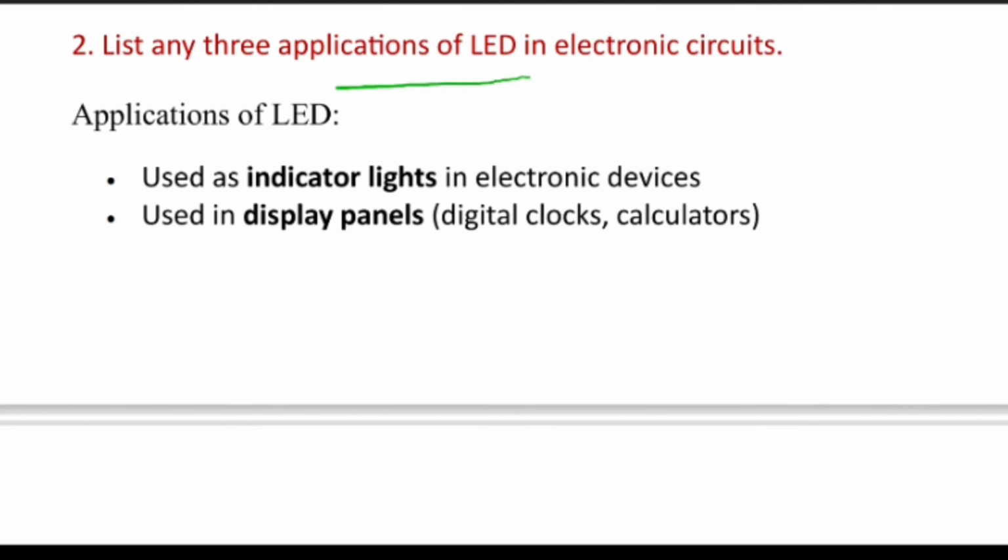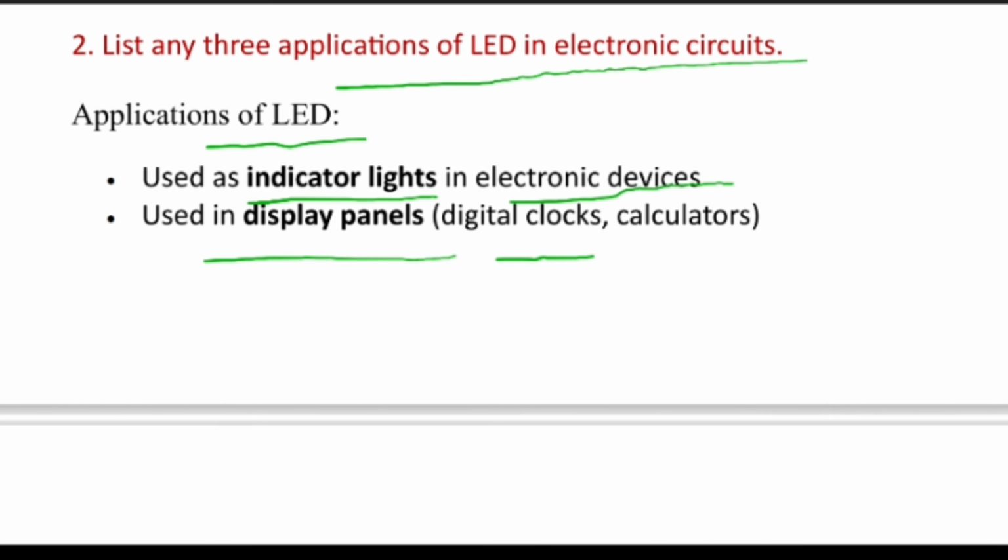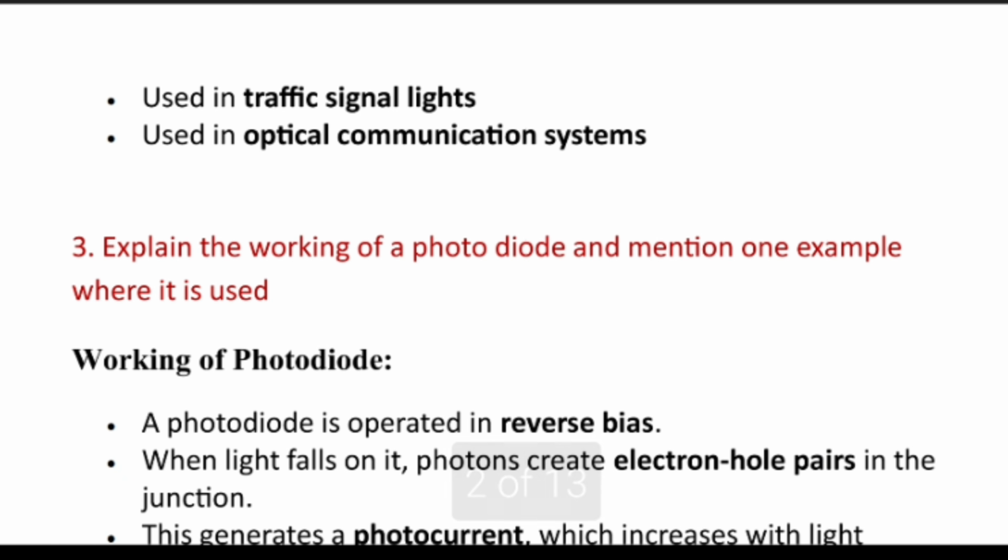List any 3 applications of LED electronic circuits. So LED circuits, we can use for indicator lights in electronic devices, and we can use it for display panels, that is digital clocks and calculators, and we can use it for traffic signal lights and for optical communication systems.